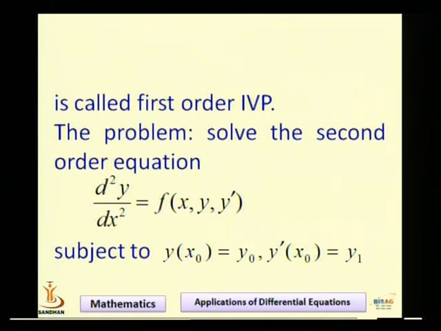Now if the problem is: solve the second order differential equation d square y by dx square equal to f of x, y, y dash, subject to y at x naught is equal to y naught, y dash at x naught is equal to y1, then that is a second order IVP, because two conditions in this case are needed. Now actually what you are doing is that you find out a solution which is passing through a given point.